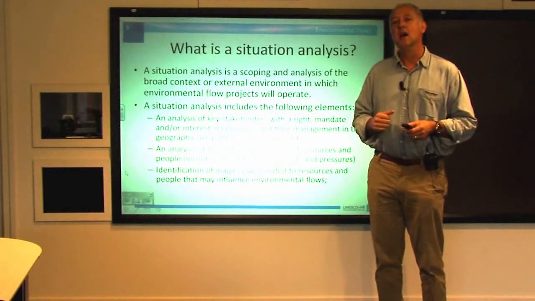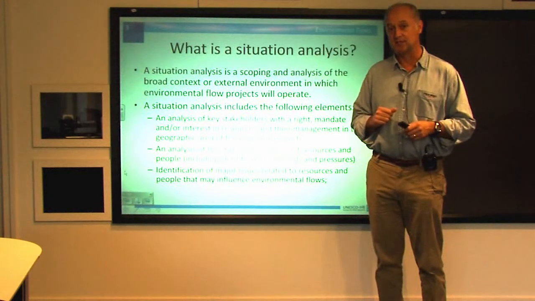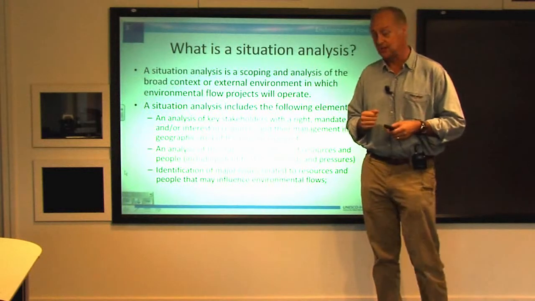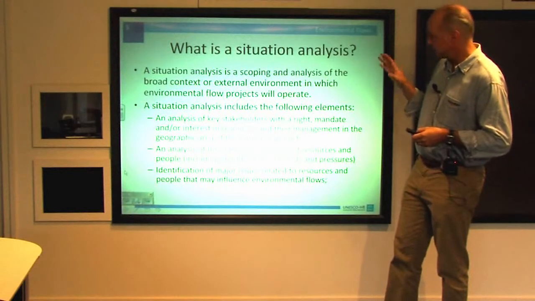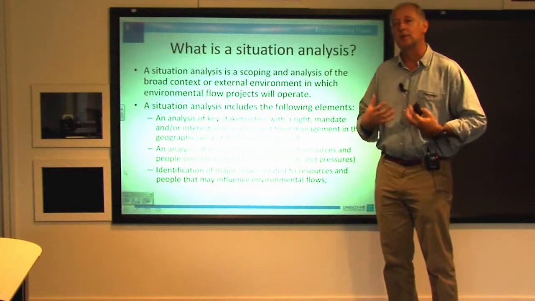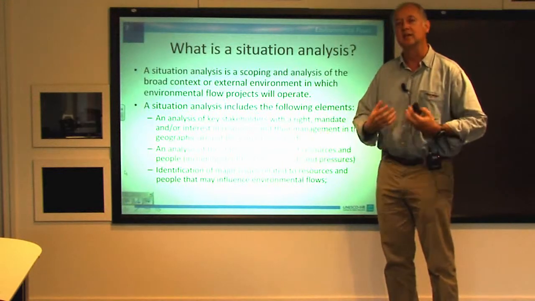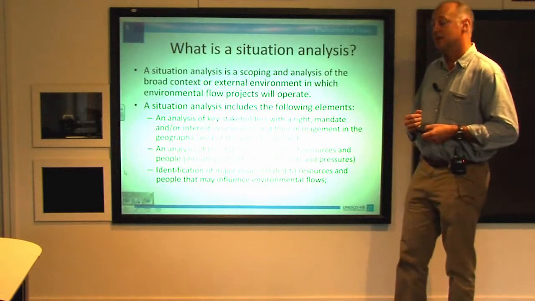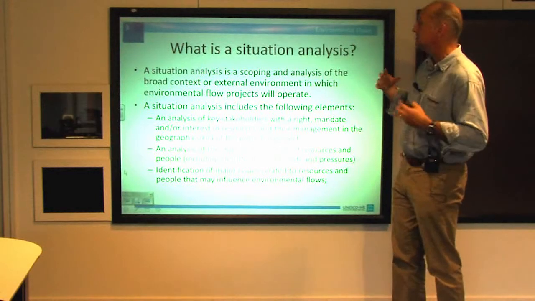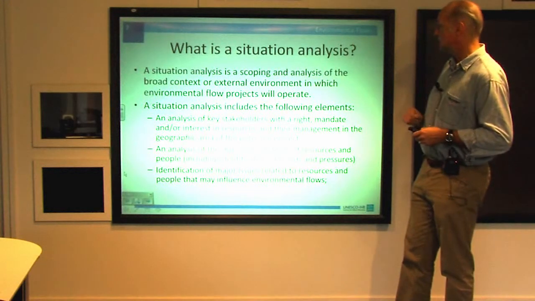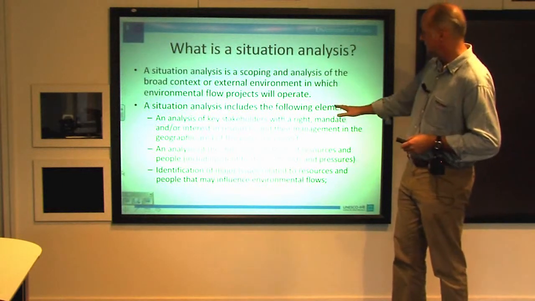I'm going to be relying on documentation produced by IUCN, and you'll find linkages to that documentation in the reading materials and also the text beneath the slides. But a situation analysis is a scoping process. It's one of the first efforts that we undertake in order to begin pulling together and analyzing information relative to our environmental flow assessment. And it's a scoping and analysis of the broad context or external environment in which the project will operate. What are some of the components of it?